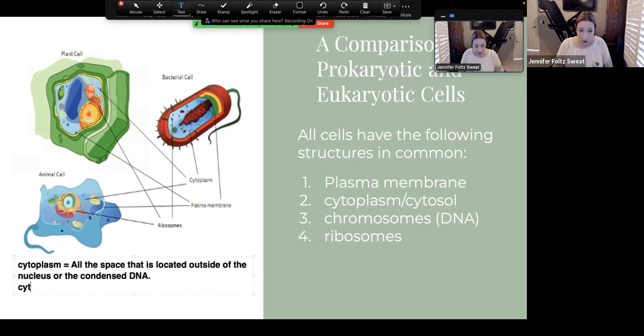Now, cytosol is inside of the cytoplasm. It's this jelly-like structure that includes chemicals or molecules like amino acids.